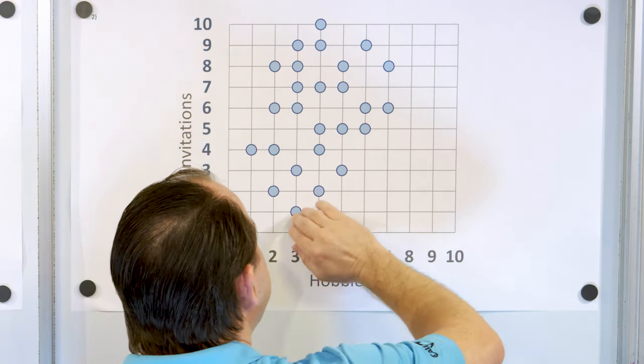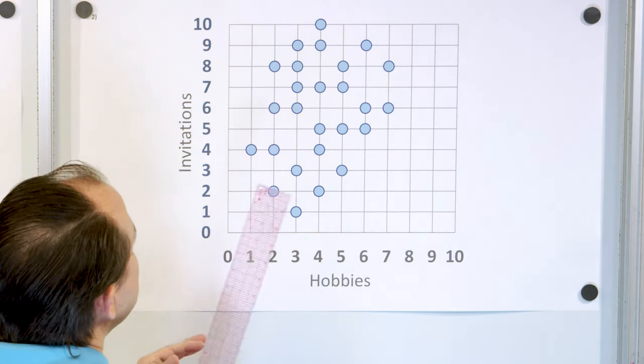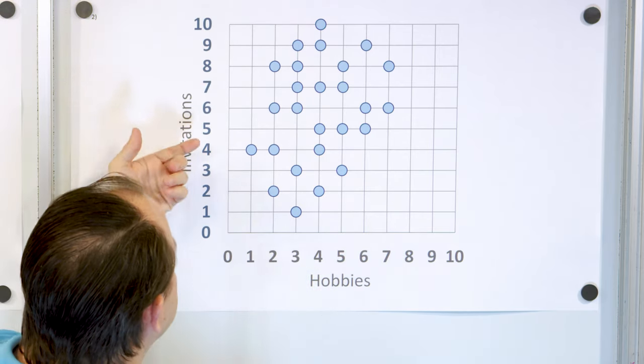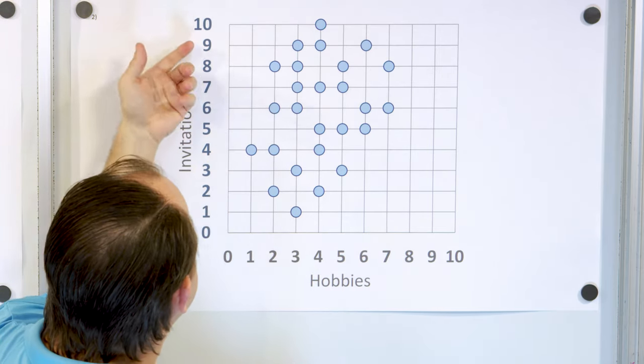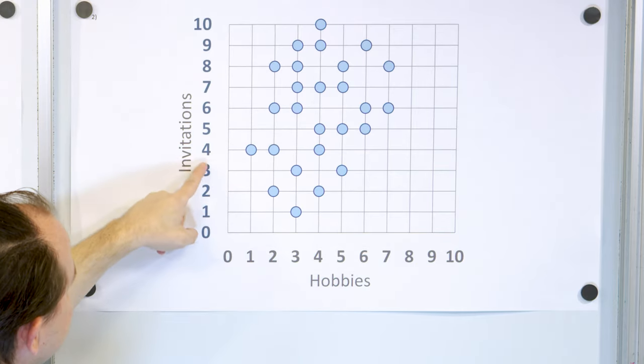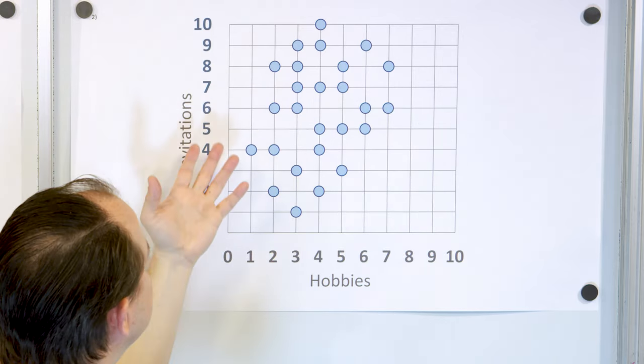You can see right here at the bottom that things are kind of trending up, and over here, things are kind of trending up. So we can see that as the students have more and more hobbies, in general, they're invited to more and more clubs, right? The students with fewer hobbies, in general, are invited to a lesser number of clubs, and the students with more hobbies are, in general, invited to more clubs.